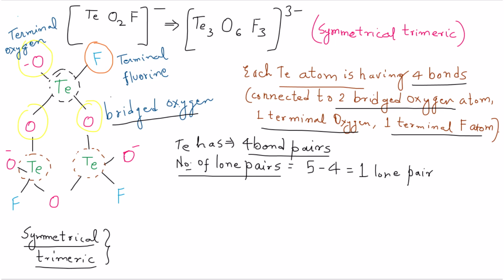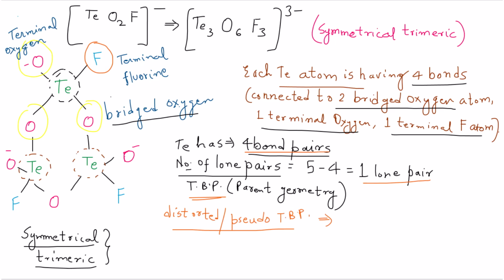Now, if our parent geometry is TBP, and in this TBP we have 4 bond pairs and 1 lone pair, that means it is not an ideal trigonal bipyramidal, but a distorted or pseudo-trigonal bipyramidal geometry. And to be very precise, when we have 4 bonded pairs and 1 lone pair in a parent trigonal bipyramidal geometry, then we have the molecular shape as seesaw.